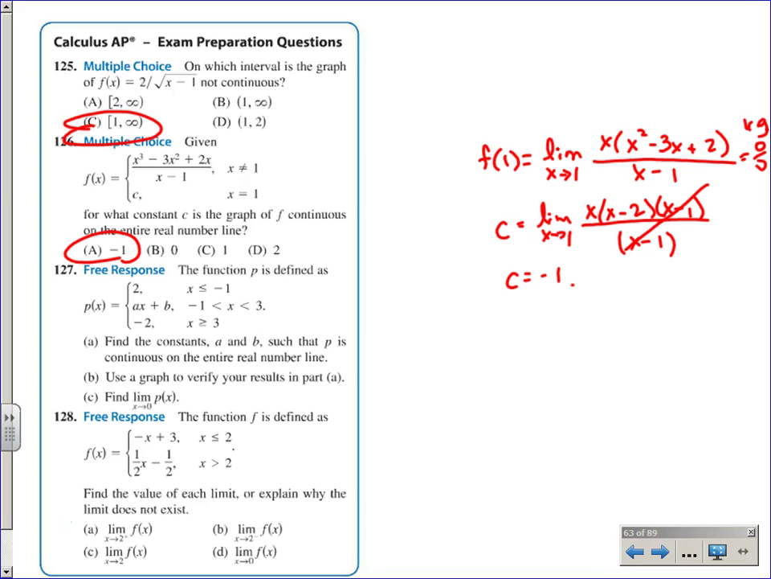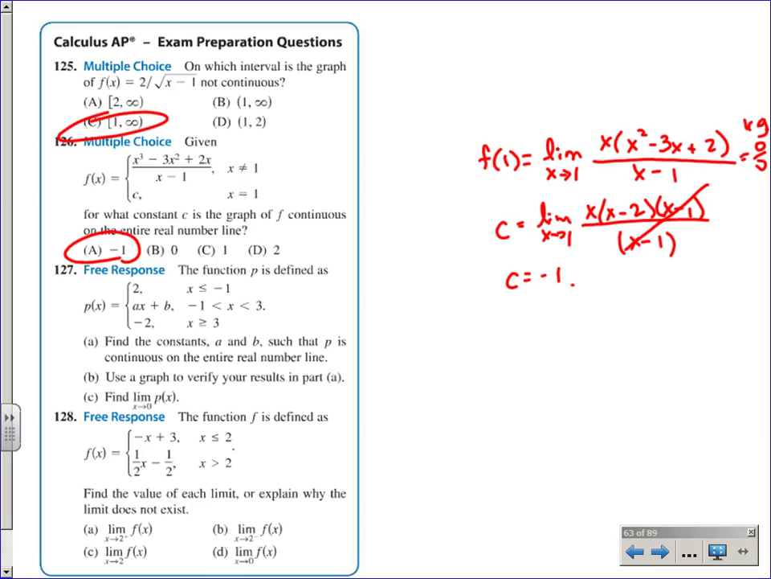Four, five. Hey, well, on an AP, sometimes guessing will get it right. Always guessing won't get you the score that you want, but sometimes guessing is appropriate. On a test, if you have no clue and time is running short, what should you do? Guess. Maybe you'll be right.